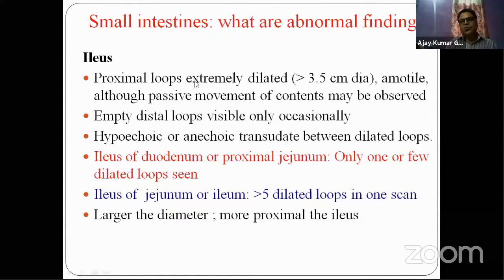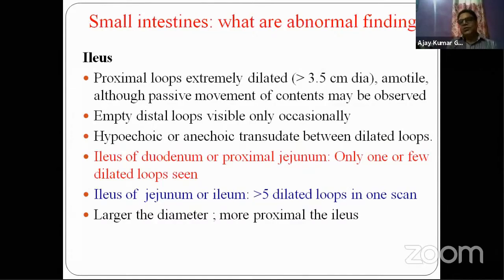The proximal loops in case of ileus will be extremely dilated. They will be dilated to more than 3.5 centimeter in diameter. Normal diameter of small intestine ranges from 1.5 to 4 centimeters. The loops will be amotile. There will not be any motility, although you can detect passive movement of contents, a gushing movement of contents from within the loops of the intestines.